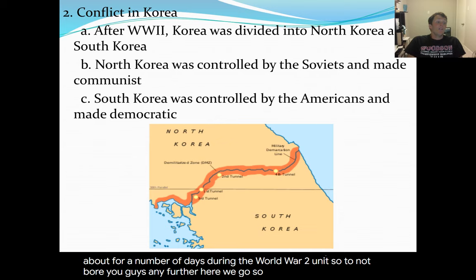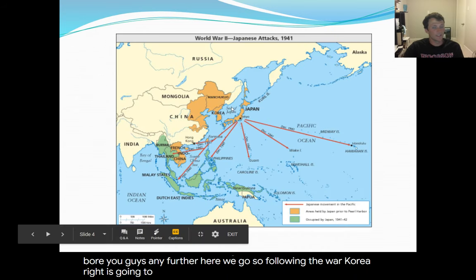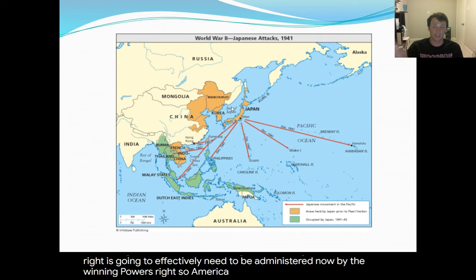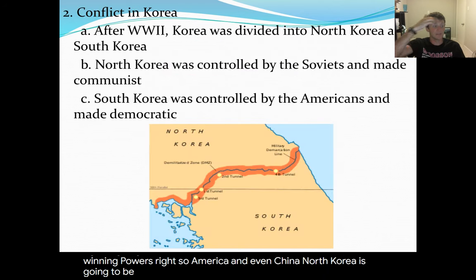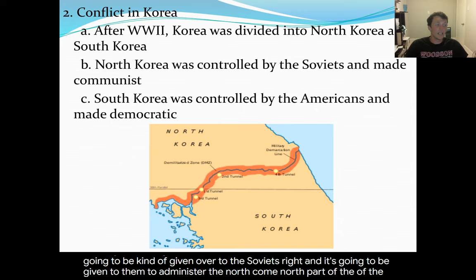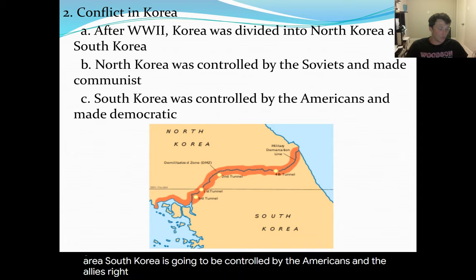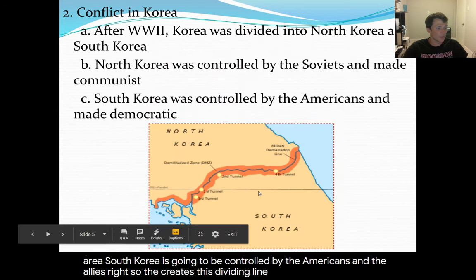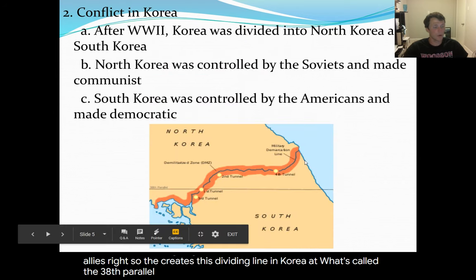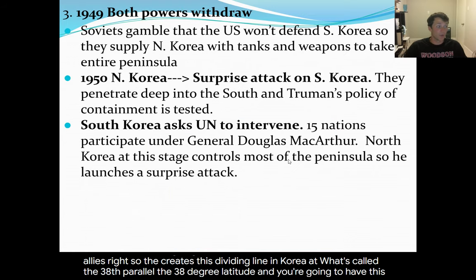So following the war, Korea is effectively going to need to be administered now by the winning powers, right? So America and even China. North Korea is going to be given over to the Soviets, right? And it's going to be given to them to administer the north part of the area. South Korea is going to be controlled by the Americans and the Allies, right? So it creates this dividing line in Korea at what's called the 38th parallel, or the 38th degree latitude. And you're going to have this border, right? So here's the thing.